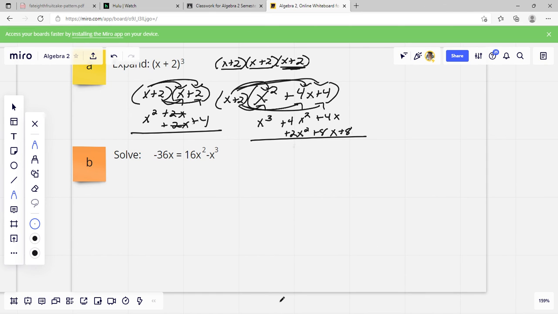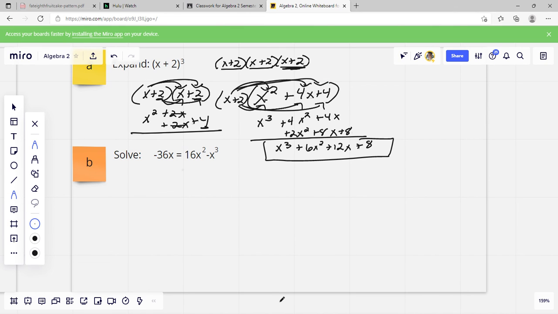Then we're going to put our like terms together, so we're going to have x to the third. 4 and 2 would be 6x squared. 8 and 4 would be 12x plus 8. And that is the answer to that one. This first part you might be able to figure out just to say multiply it for your last term here, and then add 2 and 2 for your middle term. But then you really need to go ahead and rainbow out the rest of it.